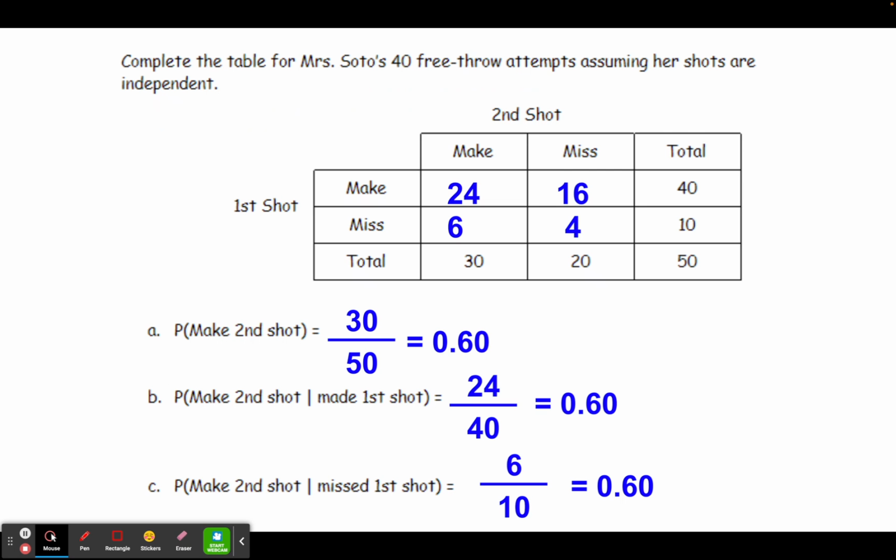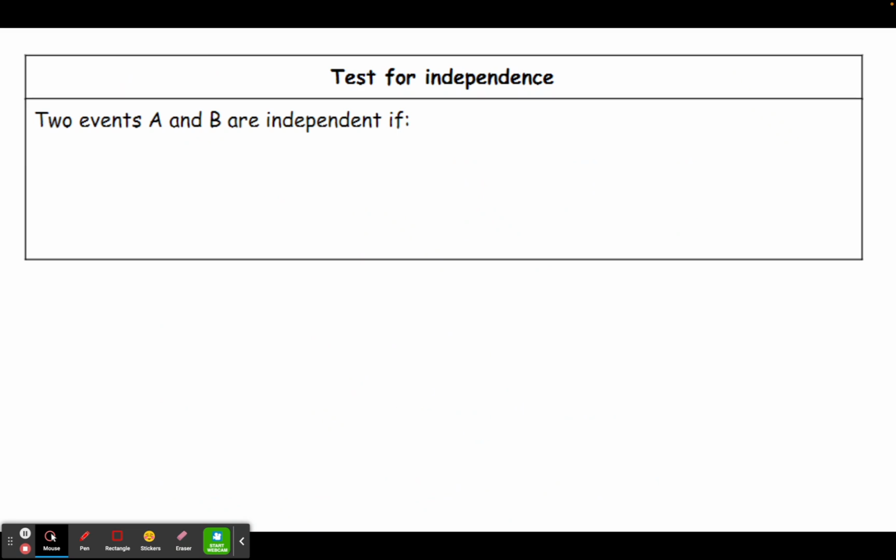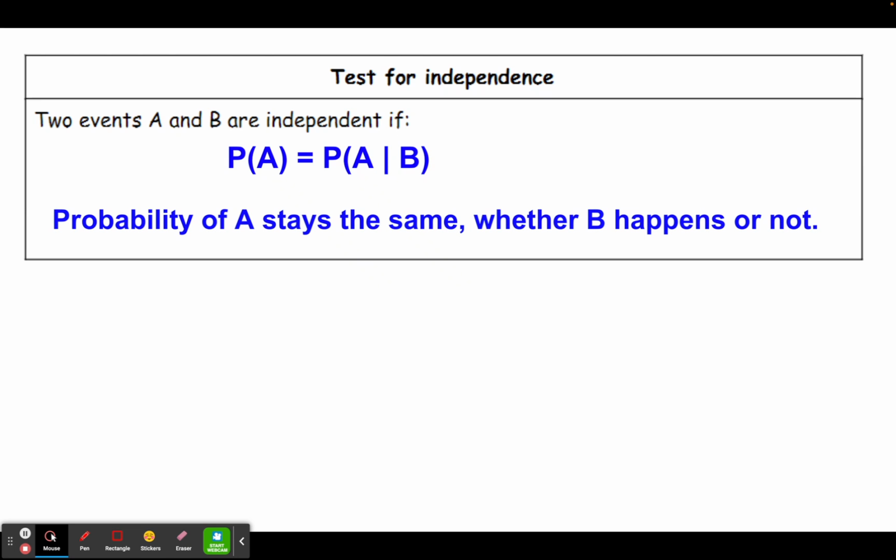This illustrates, by the way, that these events are independent. And what it means for two events A and B to be independent is that the probability of event A is equal to the probability of A given B. In other words, the probability of event A stays the same whether event B happens or not.